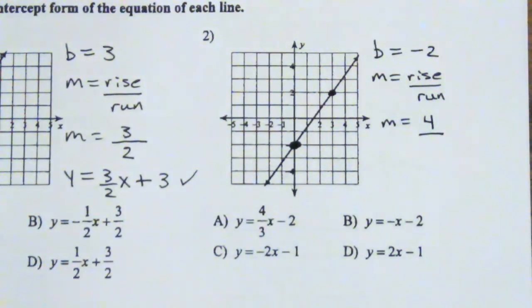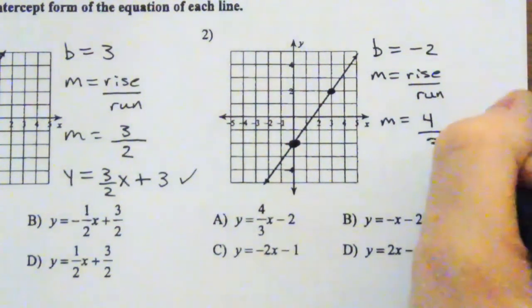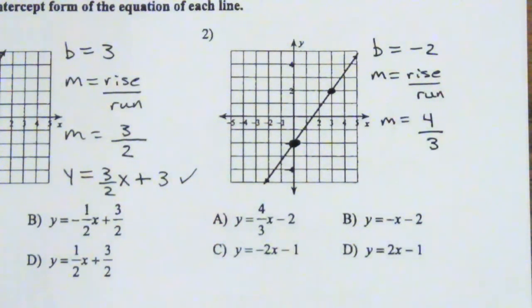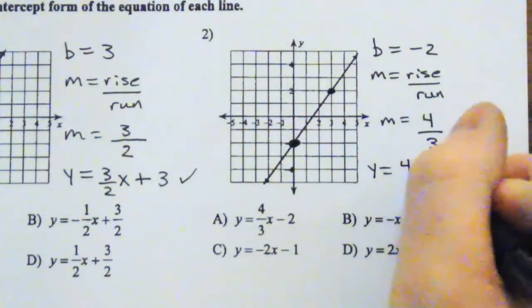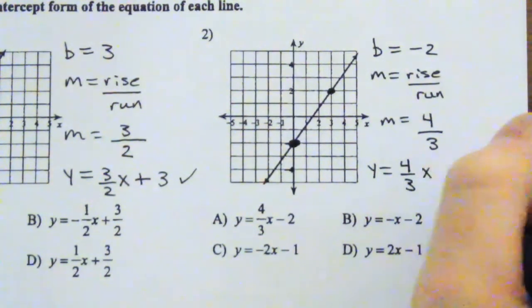How far to the right do I need to go? 3. So my run is going to be 3. So my m is going to be equal to 4 divided by 3. And what's 4 divided by 3? We don't know. It's a decimal, a fraction, so we're going to leave it as a fraction. The last thing that we're going to do is write y equals mx plus b. 4/3 x minus 2.